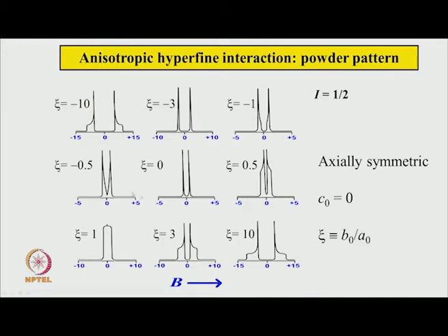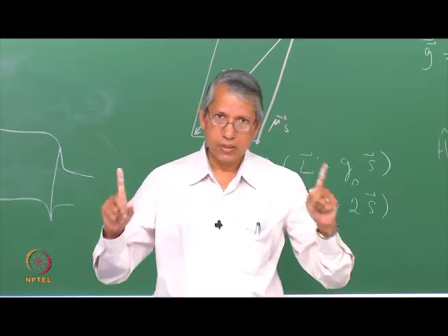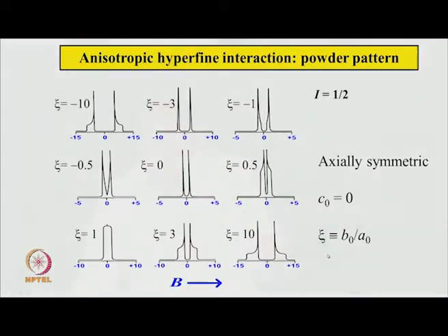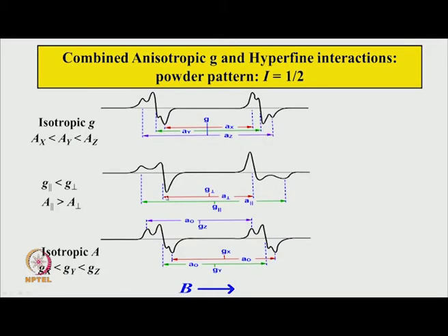So, you see B0 is 0 means it is really isotropic. So, you get 2 doublet lines. Now, as B0 changes, which changes the xi, you get various types of patterns. These 2 patterns particularly you can recognize that they are very similar to the axially symmetric G type of thing. So, in each of the hyperfine transitions I get a similar pattern. As the xi becomes smaller, they come closer and closer, and they give all sorts of patterns of this kind.